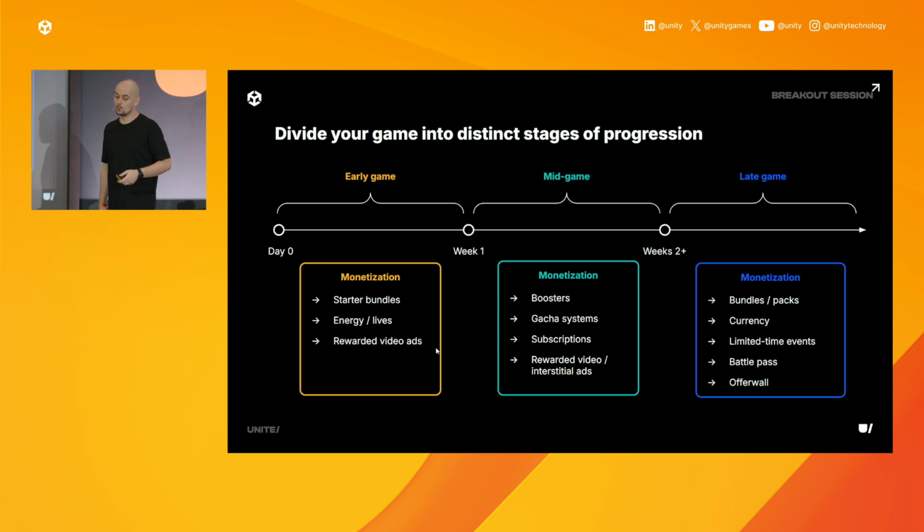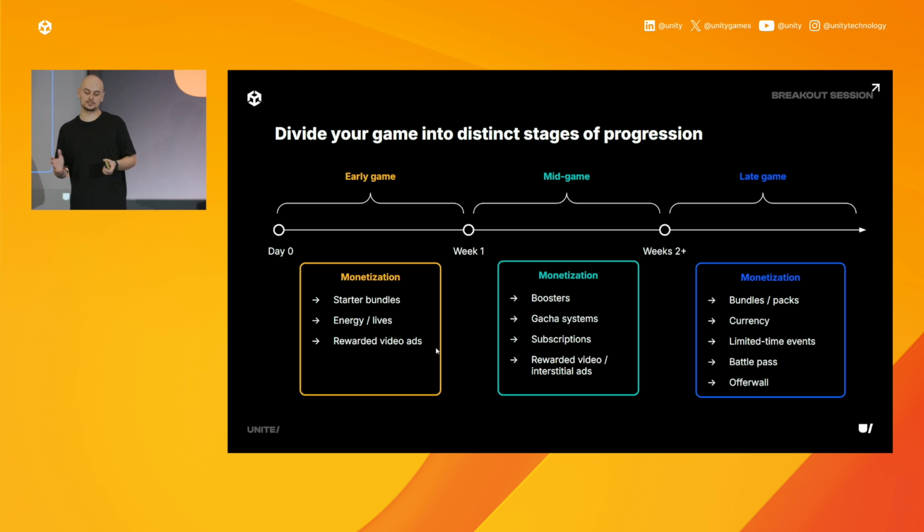Cool. So what do I mean when I say you need to divide your game based on player progression? You need to adapt your monetization strategy according to both player progression and segmented group. In this example, we split players into 3 stages: the early game, mid-game, and late game. With different monetization elements at each stage, and the timeframes are 1 week, 2 weeks, or more. But these timeframes can vary depending on the game or the genre.